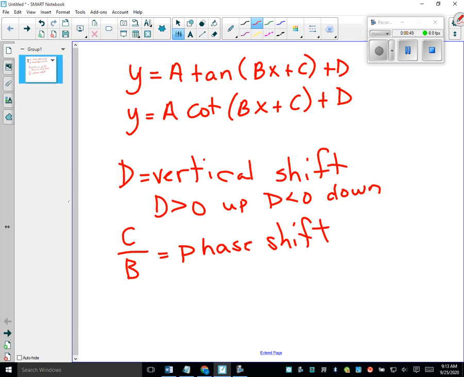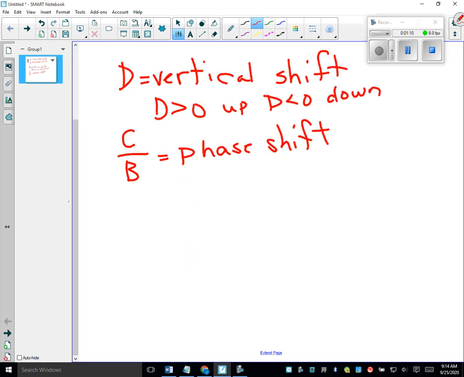All right. B changes because for tangent and cotangent only, the period is pi over the absolute value of B. What's different? So pi over the absolute value of B is the period. Okay, so that has changed. Yes?